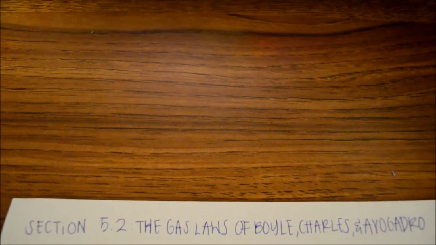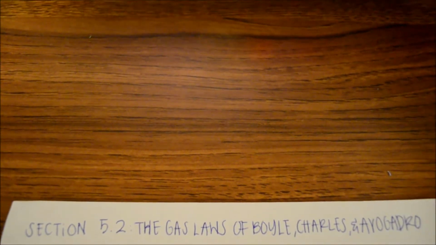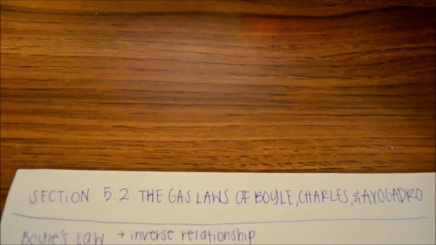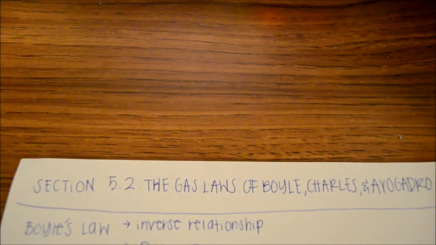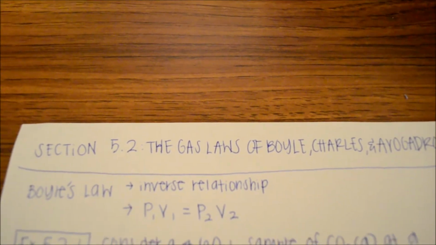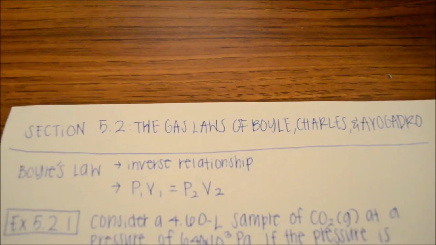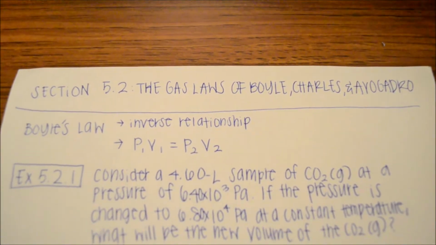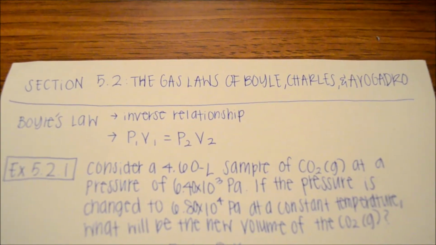Now let's move on to Section 5.2, the gas laws of Boyle, Charles, and Avogadro. Firstly, Boyle's law studies the inverse relationship between pressure and volume. The formula is P1V1 equals P2V2. Here's an example problem using Boyle's law.